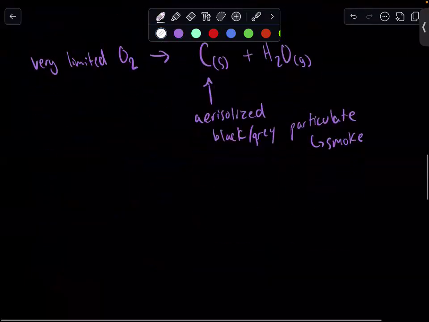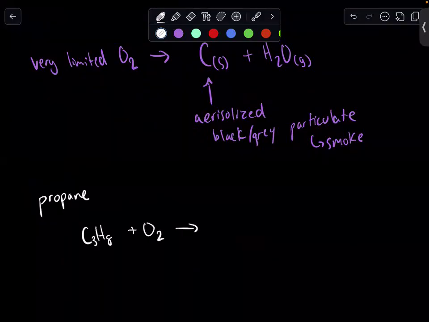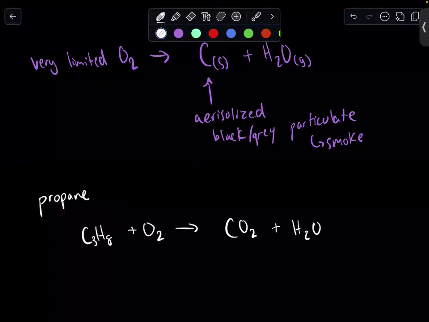The one thing we'll do is this works with anything. So if we look at propane, C3H8 plus O2 reacts to form CO2 plus H2O. That's a standard reaction. When we look at propane in standard conditions, we can balance this. We'll just throw a big 4 right there, a big 3 right here, and then we have our sum of oxygens, which is 6 plus 4, that's 10, and we put a 5 right here.